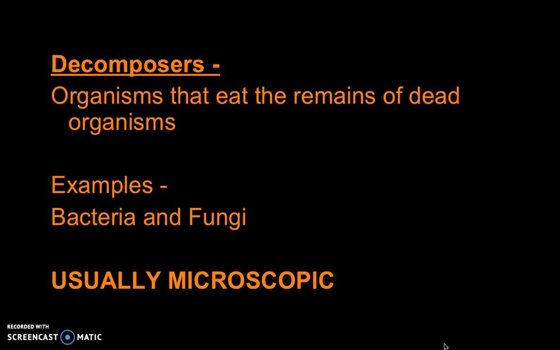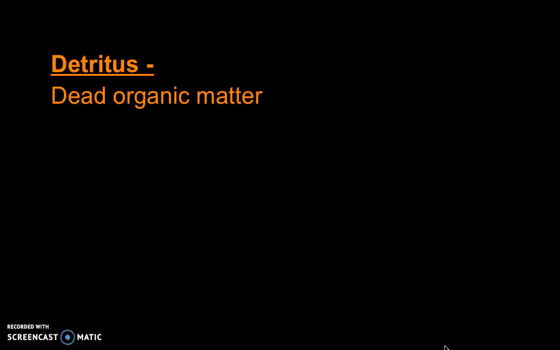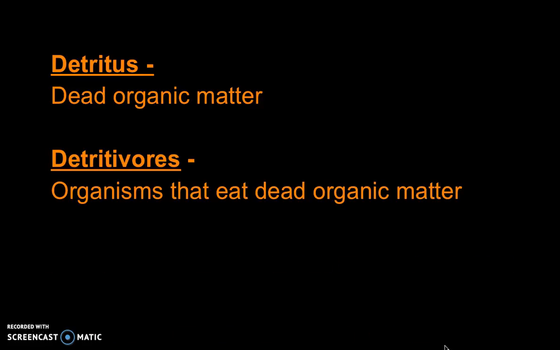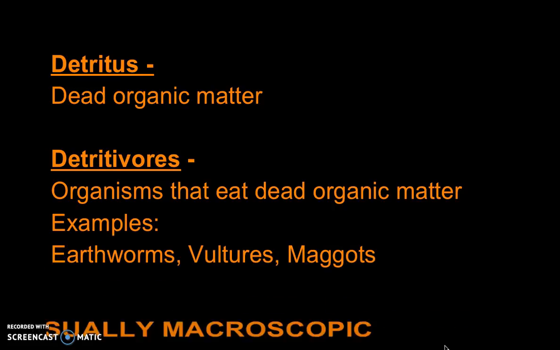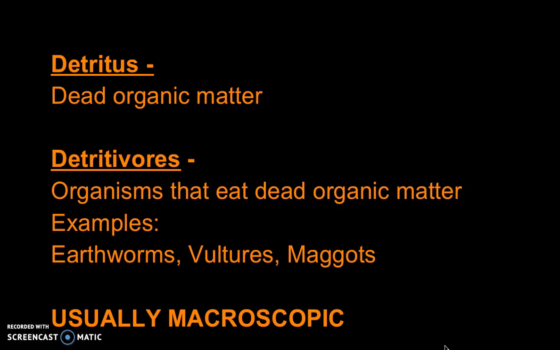Also, it's important for you to understand that decomposers are usually microscopic, which means you need a microscope to see them. Detritus is dead organic matter. So this could be dead leaves, this could be dead animals, anything like that. A detritivore is an organism that eats the dead organic matter. And it's important for you to understand that these are macroscopic. So some examples are earthworms, vultures, and maggots. This means you can see them with your eye and you do not need a microscope.